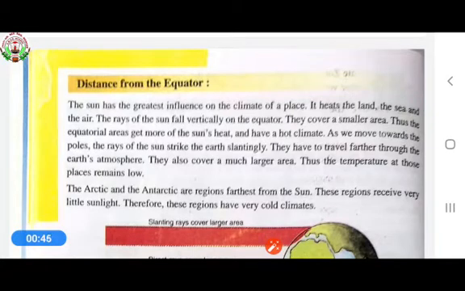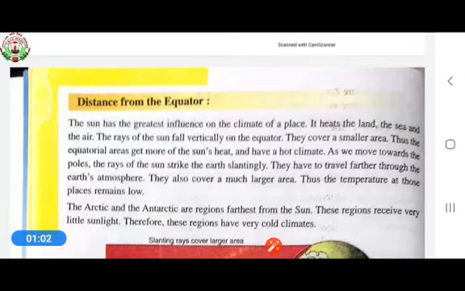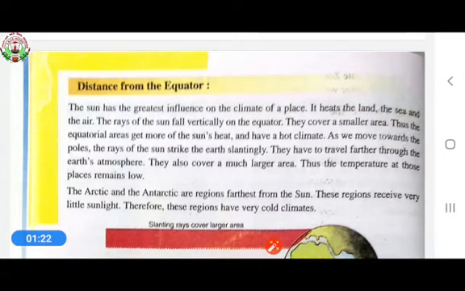The rays of the sun fall vertically on the equator. They cover a smaller area. Thus, the equatorial areas get more of the sun's heat and have a hot climate. As we move toward the poles, the rays of the sun strike the earth slantingly. They have to travel further through the earth's atmosphere. They also cover a much larger area, thus the temperature at those places remains low.